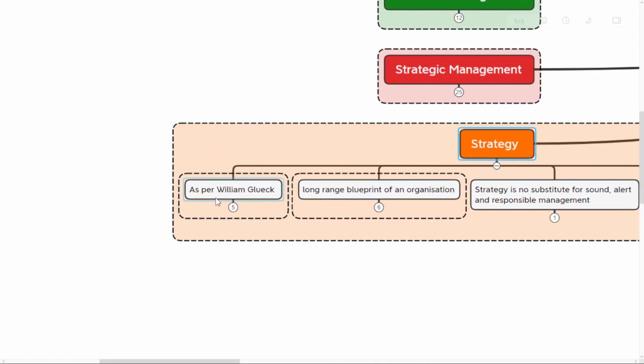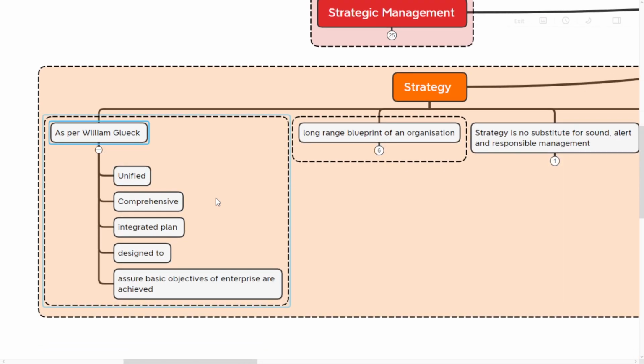Strategy as per William Glueck: what definition did he give? It is a unified, comprehensive, integrated plan designed to assure that the basic objectives of the enterprise are achieved.